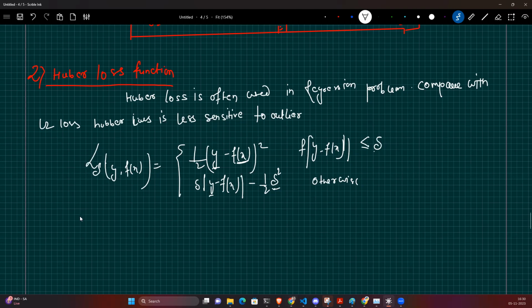And we should not apply Huber loss when there are too many outliers in your data, because Huber loss is less sensitive towards outliers. In that case, you can't calculate a good amount of loss, right?